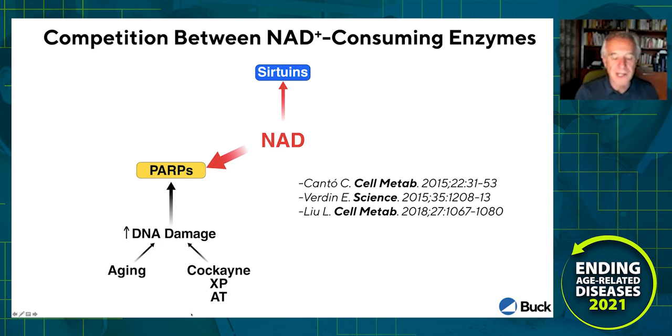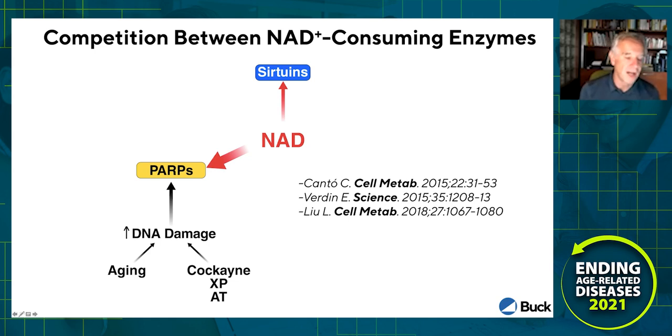Now, a really good example of this, almost a caricature example of this, are a series of diseases in which there are DNA damage repair problems, such as Cockayne syndrome or xeroderma pigmentosum or ataxia telangiectasia. These are three diseases in which there are defects in DNA repair.